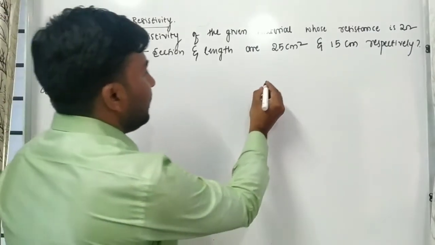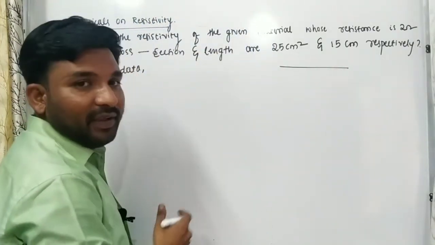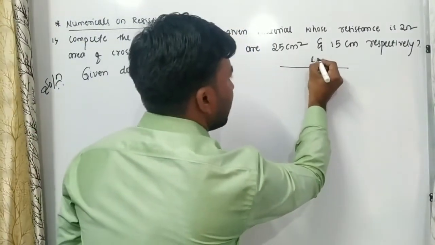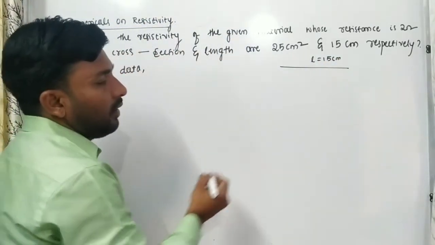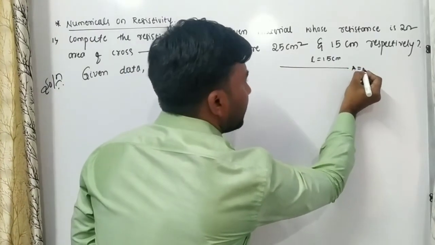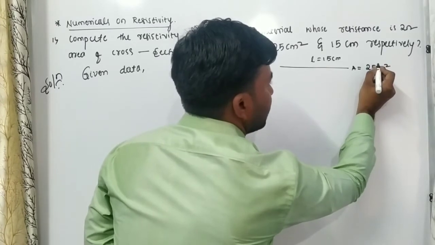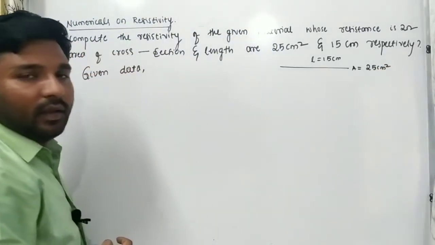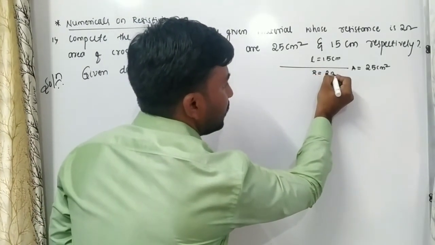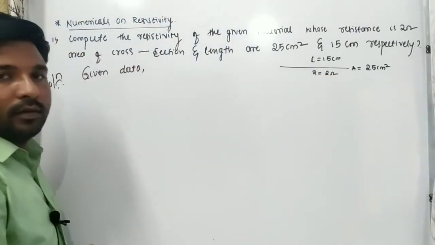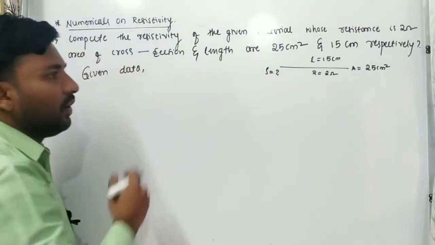So the material which is having the length 15 centimeter and the area of cross section is 25 centimeter square and the resistance is 2 ohm. We need to calculate the resistivity of the wire.